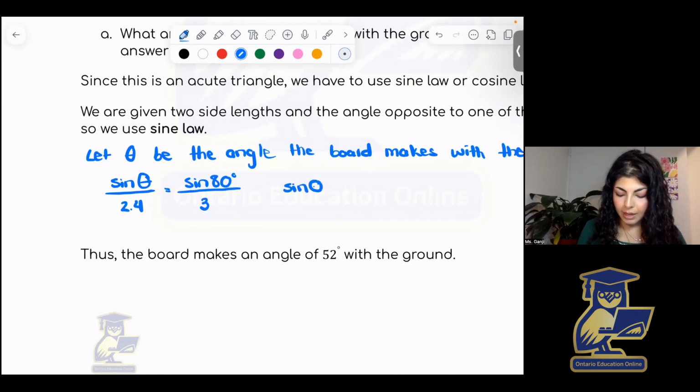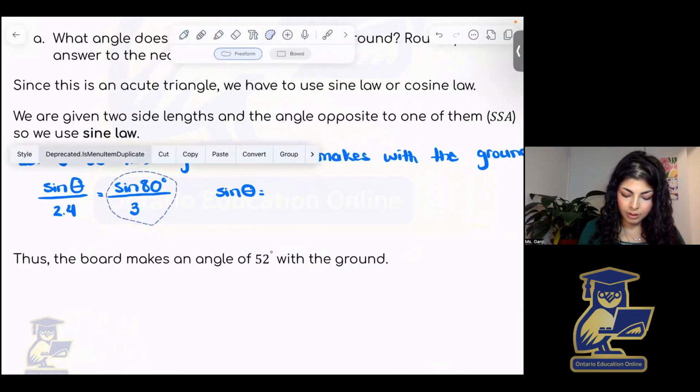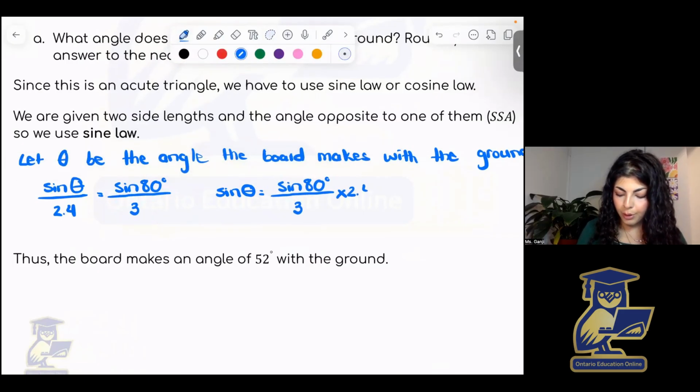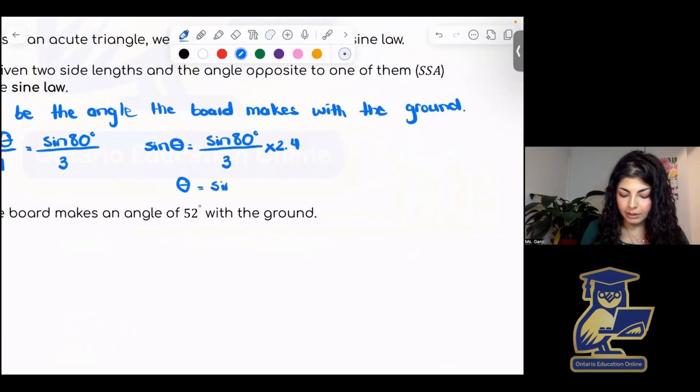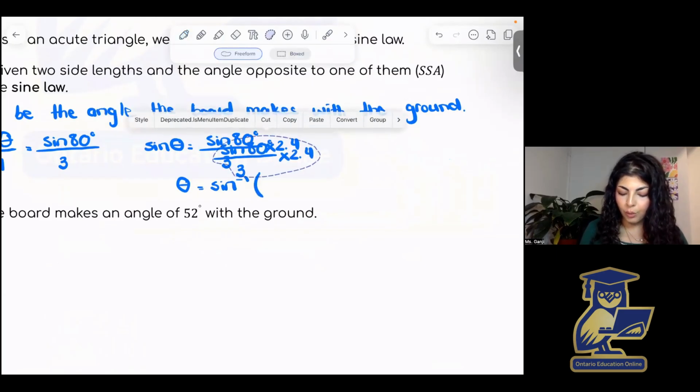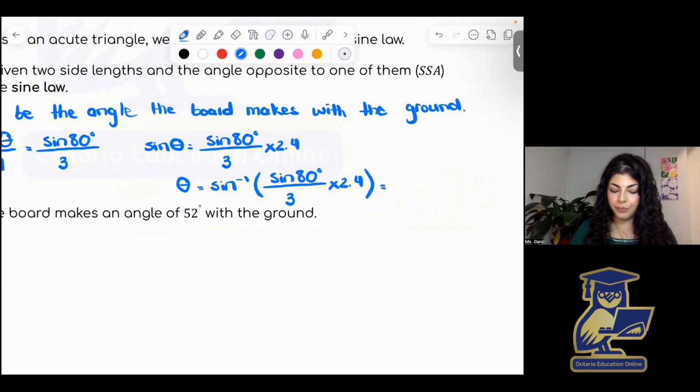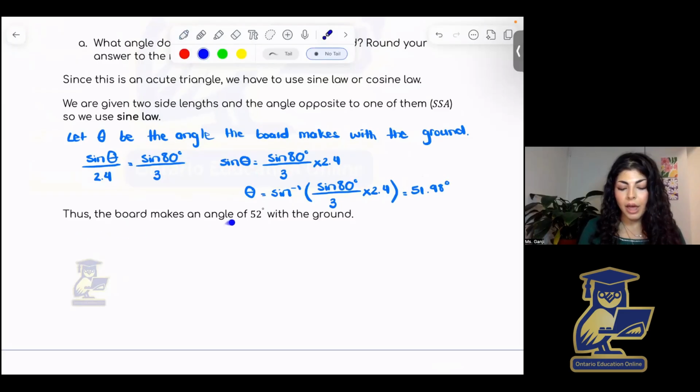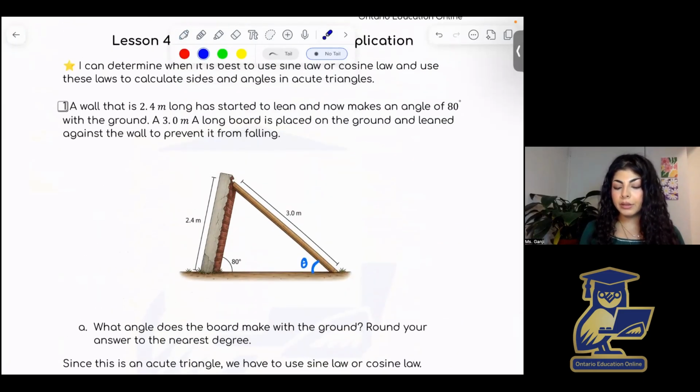So then sine of theta is equal to this whole fraction there times 2.4. However, I am solving for theta, so I do need to take the sine inverse. And again, I will do this whole expression there to have an exact value. So then, if I evaluate this, just to double check, I do get 51.98 degrees, but then we are rounding to the nearest degree. So then we have exactly as my concluding statement says here, the board makes an angle of 52 degrees with the ground. And we don't have to solve for the other values here because we're only asked for that angle there. So that would be it for part A.